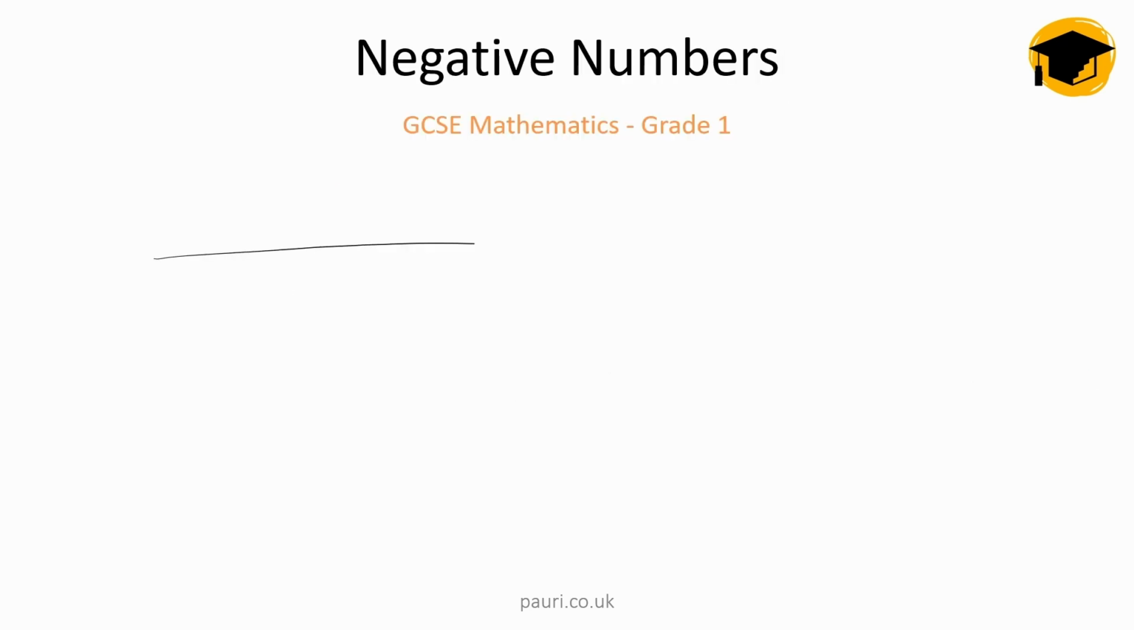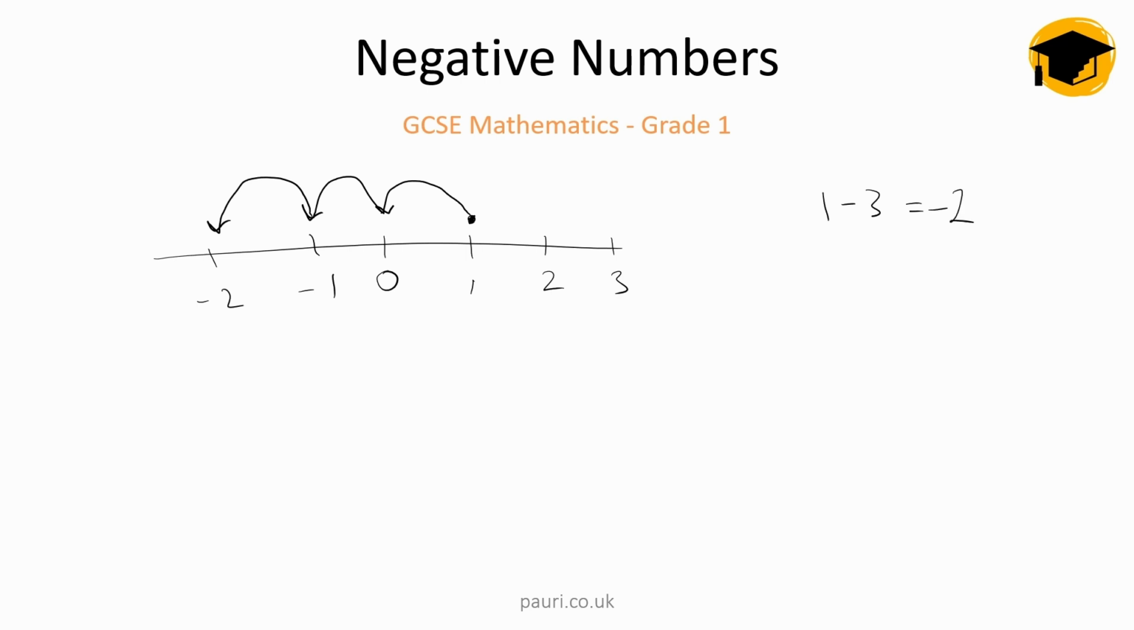Negative numbers. Let's go back to our number line. So you've got 0, 1, 2, 3, etc. You've got -1, -2, etc. If I've got a question such as 1 minus 3, I'm starting at 1, which is over here, and I'm going back 3. So 1, 2, 3. My answer is -2. And we can see that on the number line.